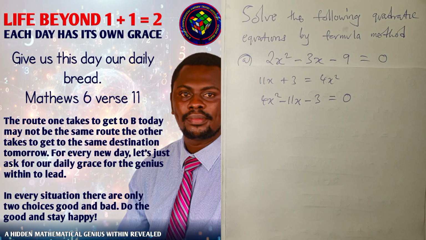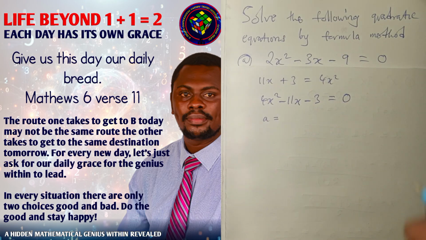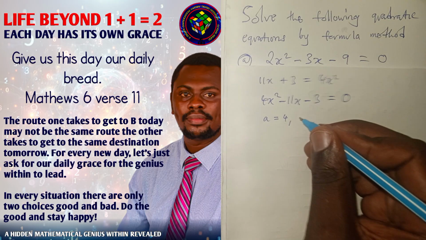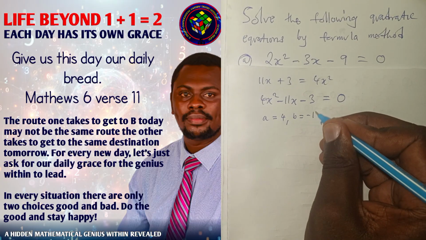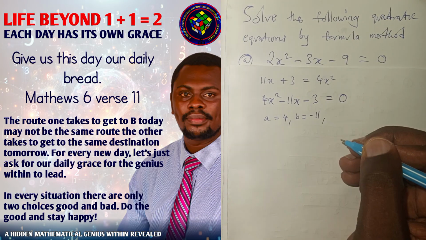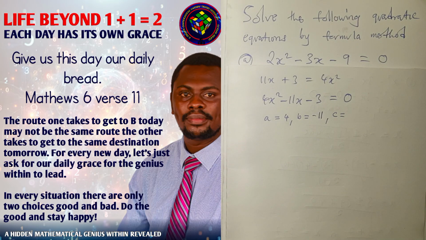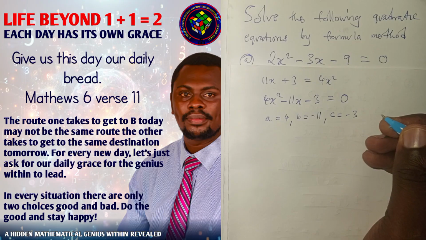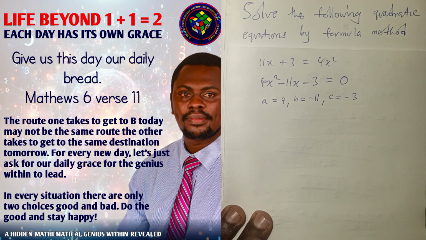The next step, we can now determine the values for a, b, and c. Okay, so a is the coefficient of x squared, so that is 4 there. Then b, the coefficient of x, and that is minus 11 there. Then c, we have the term independent of x, that is minus 3 there. Okay, then we use the quadratic formula method.